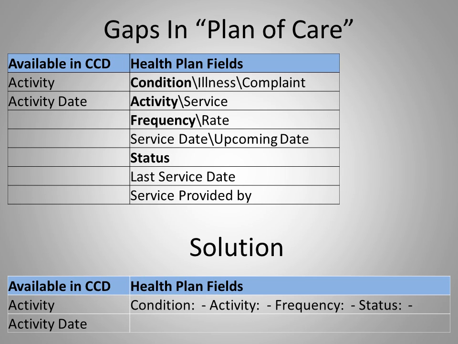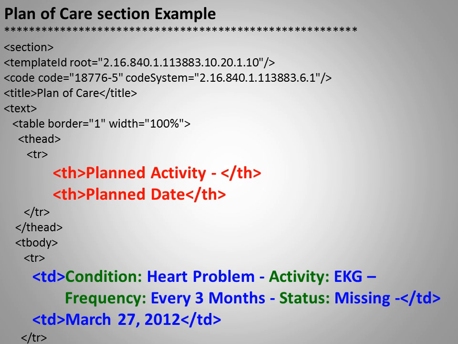The solution for this problem is to map additional fields in the activity field of CCD by concatenating multiple field names with their values. This is how the CCD will look when the mapping is completed. You can see the two fields of CCD in red, and below that the data source field names are in green, and the values are in blue.